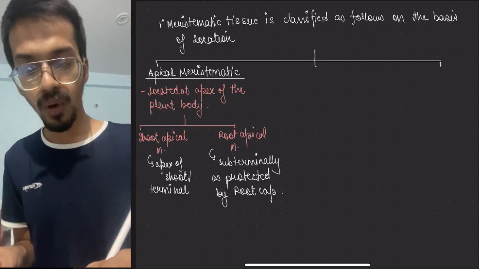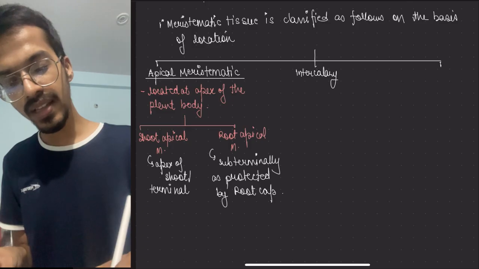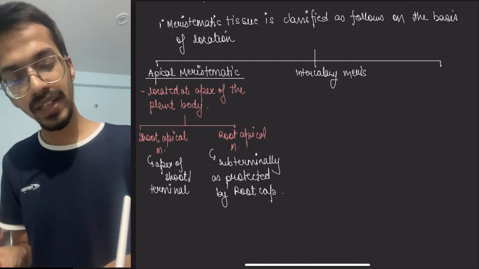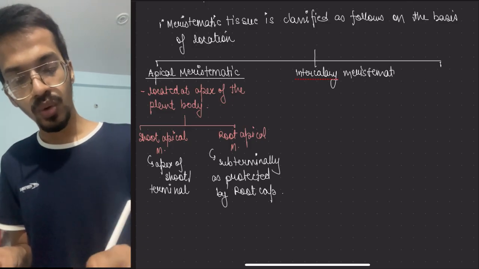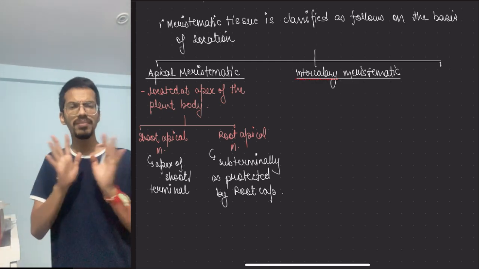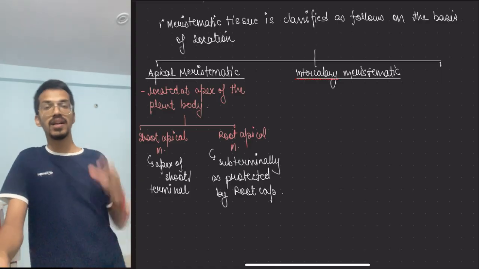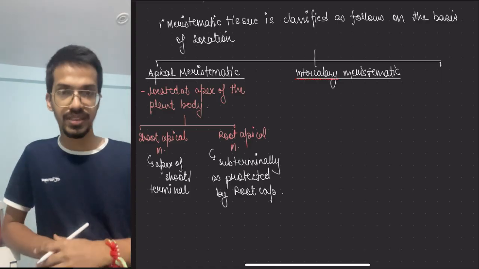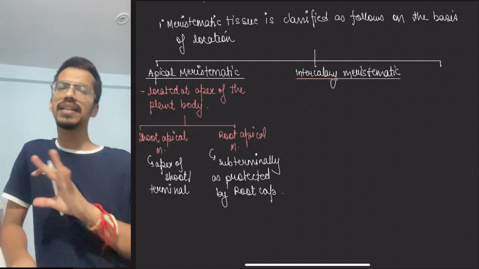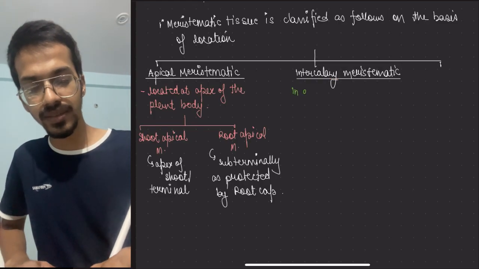And how important is this intercalary meristem? This intercalary meristematic tissue will help in the lateral growths. When I'm using the word lateral growths, not lateral in terms of direction, lateral in terms of time I'm saying. For example, it occurs in cases of grasses. So it happens in grasses.